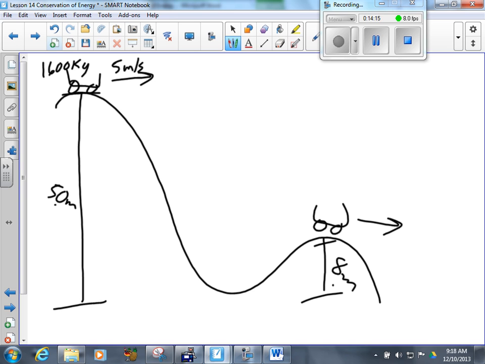Here at the top of the tall hill, most of the energy is in what form? Potential. There's some kinetic, but there's mostly potential. Down here, most of the energy will be kinetic. It'll be moving a lot faster here, agreed? So that's what we want to find here: how fast the roller coaster is going at the bottom. We've already said the mechanical energy is the same top and bottom.